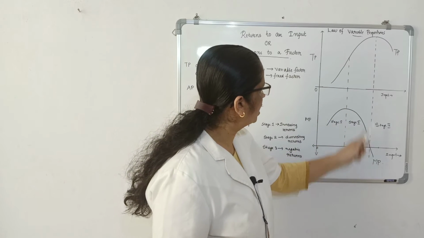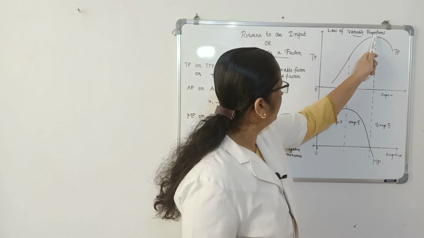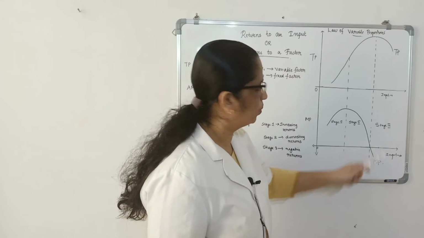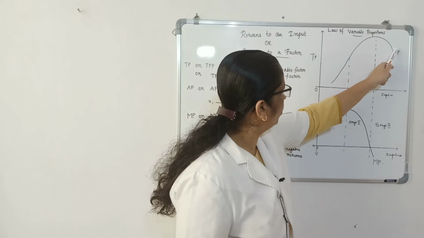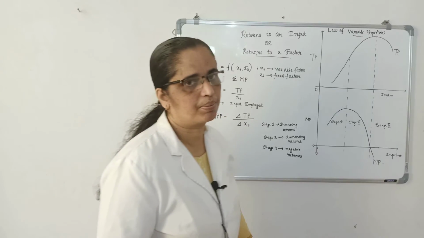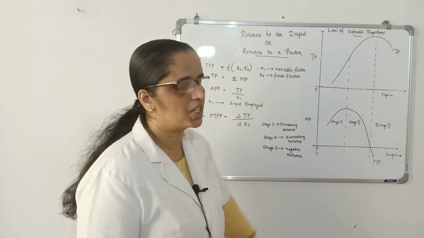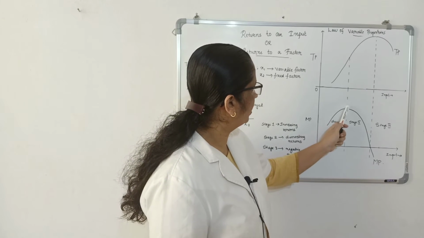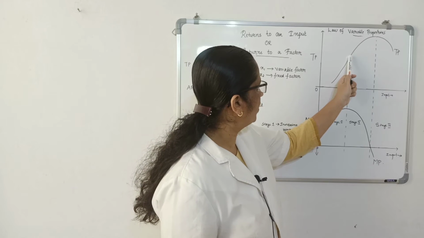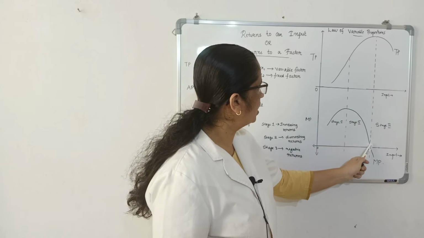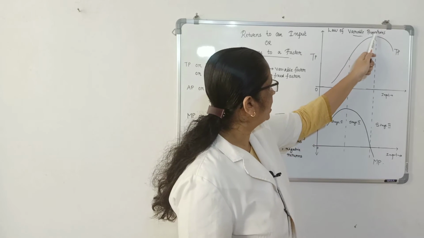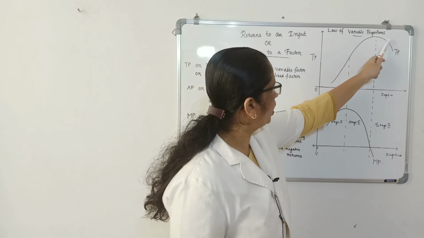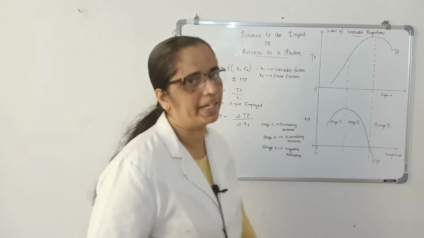When the marginal diminishes, total increases at a diminishing rate. When the total is maximum, marginal is 0. When the total started to decline, marginal will be negative. Okay? This is the specific relationship between total and marginal. When the marginal increases, total increases at a fast rate. When the marginal diminishes, total increases at a diminishing rate. Total is maximum, marginal is 0. When the total started to decline, marginal will be negative.